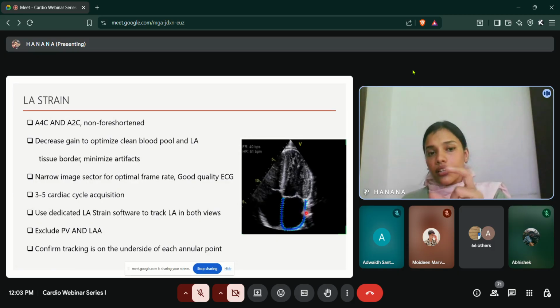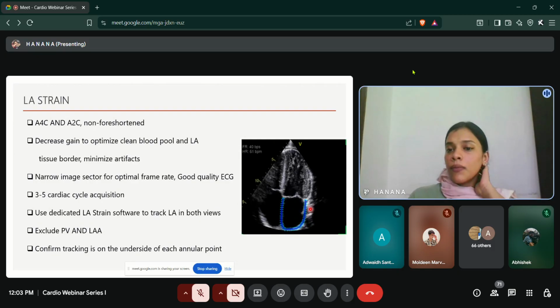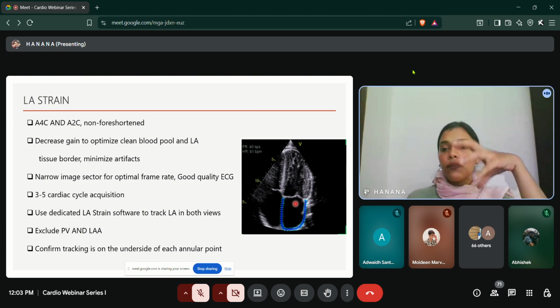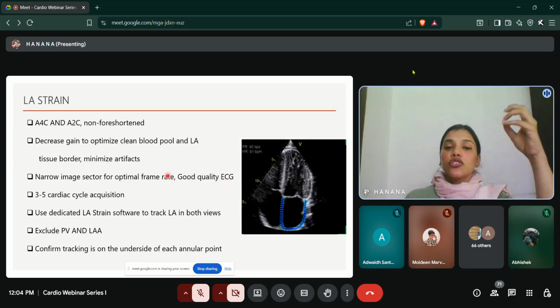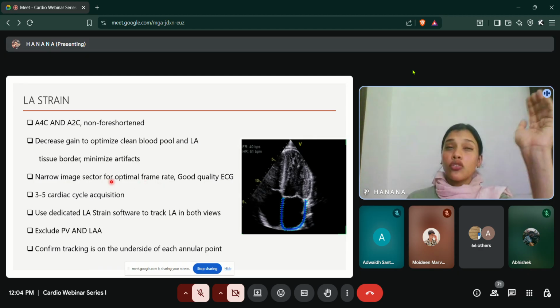You can shift the gain, and a much darker blood pool, like a blackish color inside the LA, should be given to identify the clear borders of the LA. Narrow the image sector for optimal frame rate and good quality ECG. The ECG should be there, and you should adjust the frame rate. It should be optimal, not very much higher.